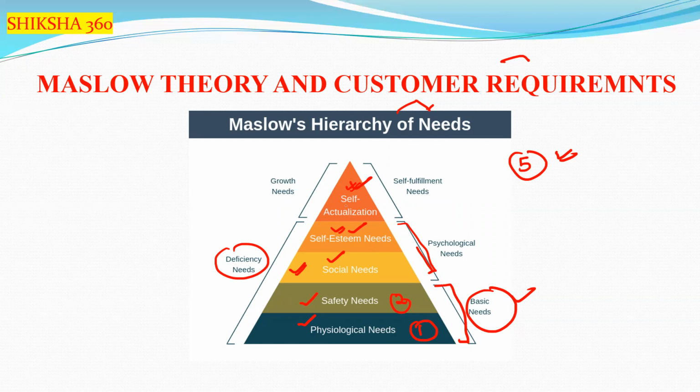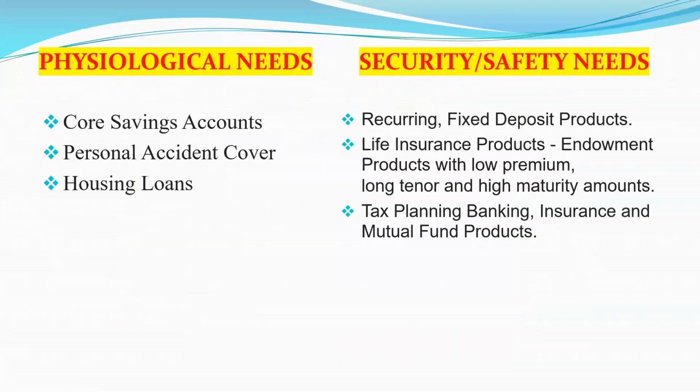Let's understand with the help of an example what is the meaning of physiological needs. Physiological needs are totally basic things. The first one is the core savings account, when a person does not have any account in the bank, so the first motive is to have a savings account. Physiological needs include a core savings account, personal accident cover, and housing loan.